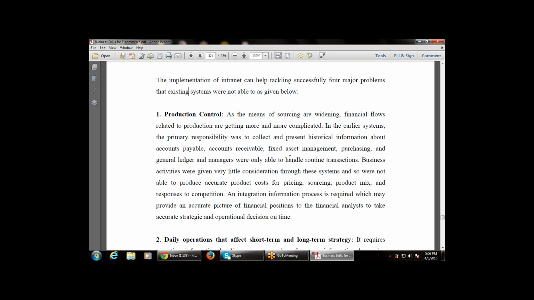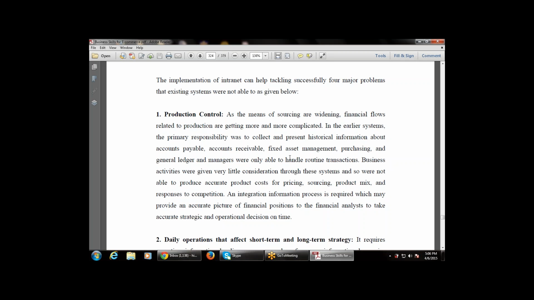As means of sourcing are widening, financial flows related to production are getting more and more complicated. In the earlier systems, the primary responsibility was to collect and present historical information about accounts payable, accounts receivable, fixed asset management, purchasing, and general ledger, and managers were only able to handle routine activities.